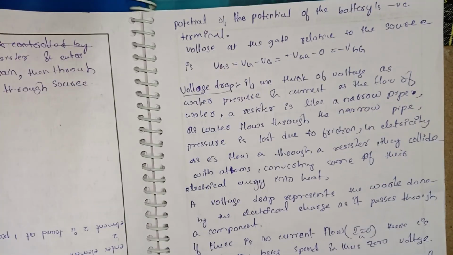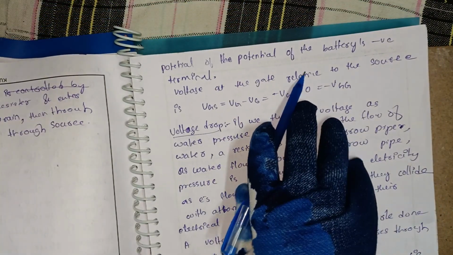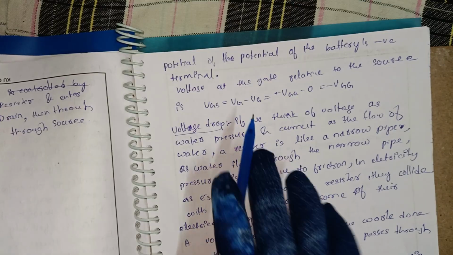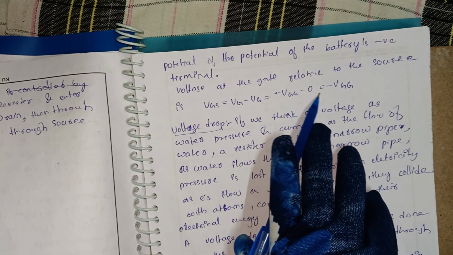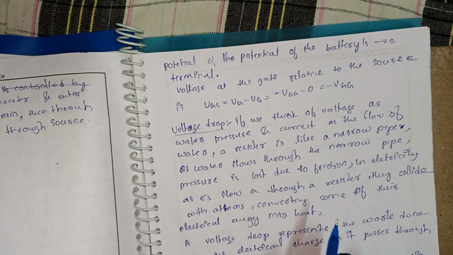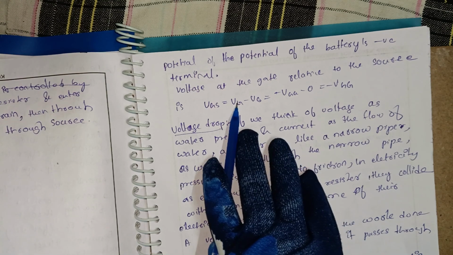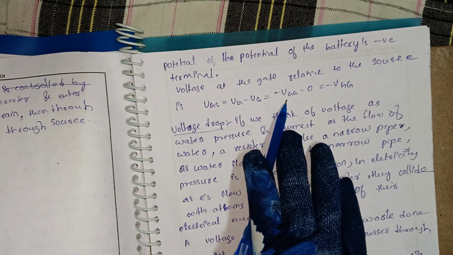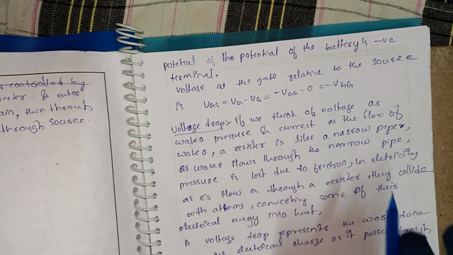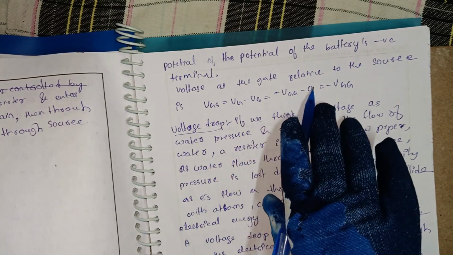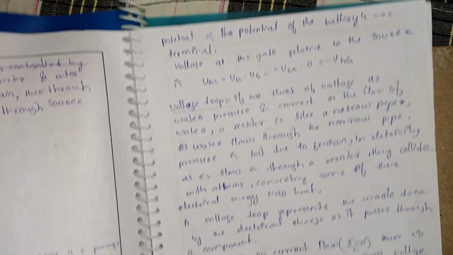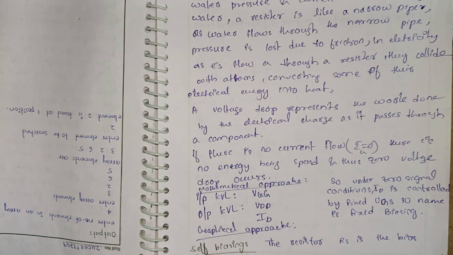And then the voltage at the gate relative to the source, VGS, is equal to VG minus VS, that is equal to minus VGG minus 0, that is equal to minus VGG. VG we have taken as minus VGG because VGG is a negative voltage, and VS we already know is 0. That's why we got minus VGG.